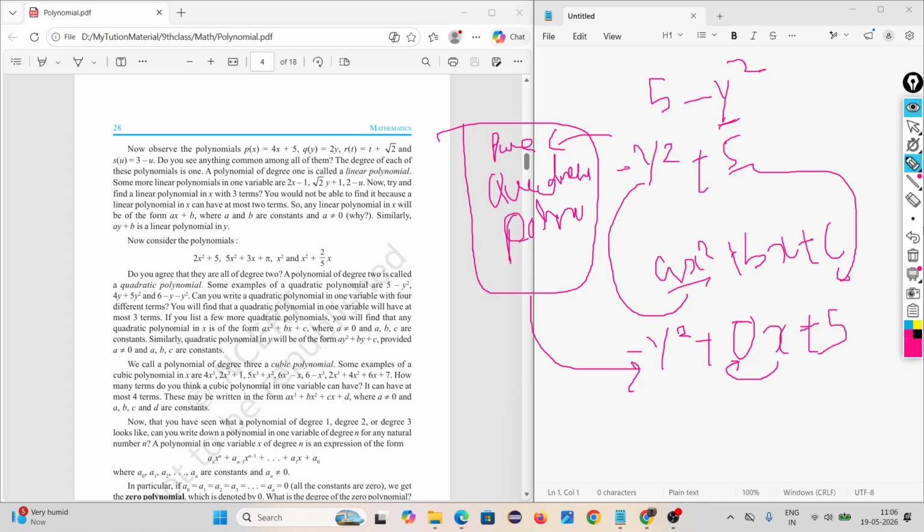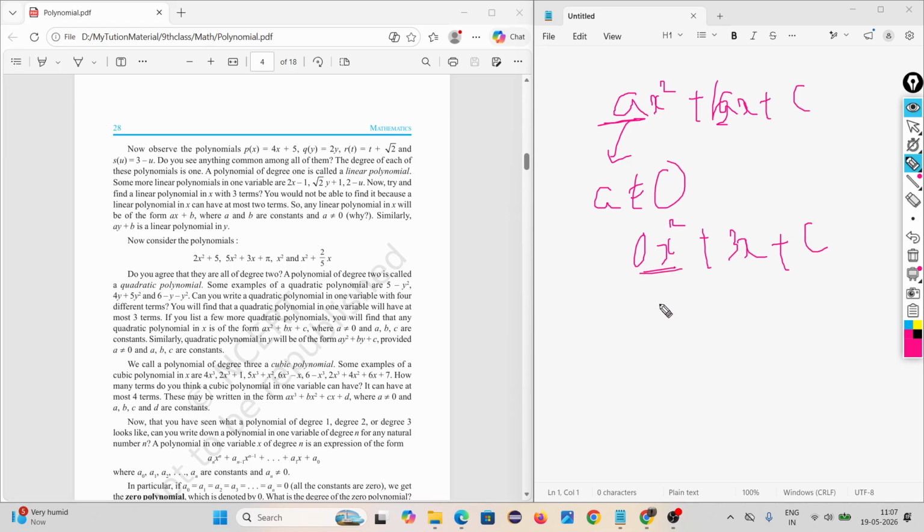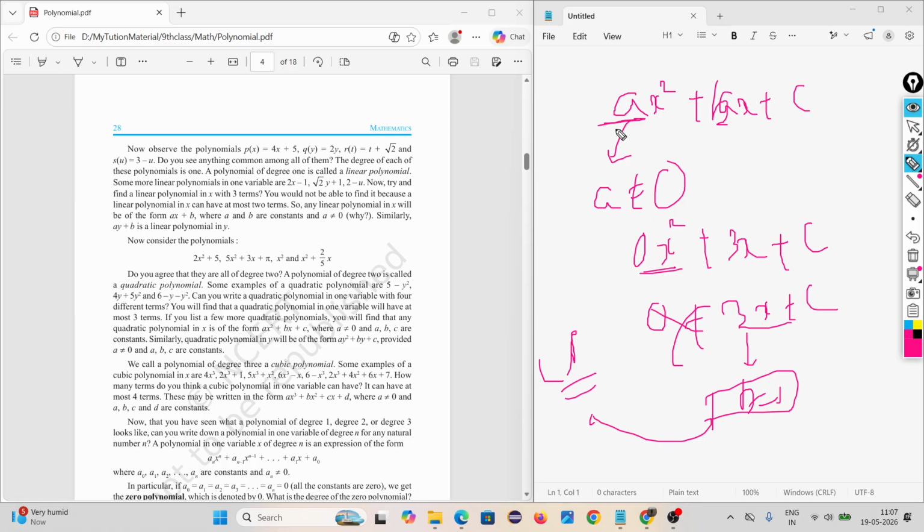Next condition: in the general form of a quadratic polynomial, this a should not be 0. Why, sir? If I write 0x square plus 3x plus c, here 0x square is nothing but 0, na. So look, now the highest degree is 1. It is converted into a linear polynomial. That's why a should not be 0.